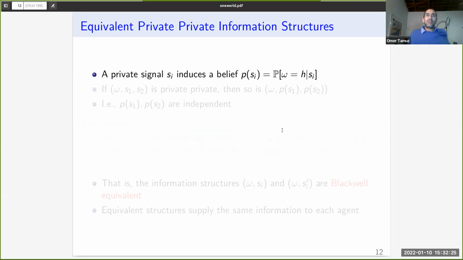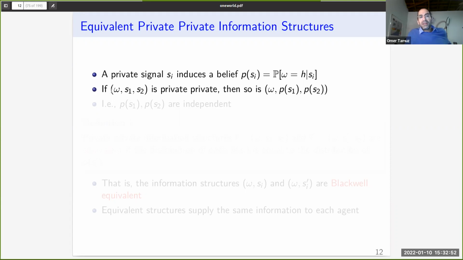I want to talk about an equivalence notion for private-private information structures. So I'm going to have a private signal S_i. It's going to induce a belief, which I'll denote by P(S_i). This is just the posterior that I have for the probability that the state is high, conditioned on my signal S_i. This is a random variable, right? This is the random belief that I have after I observe a signal S_i.